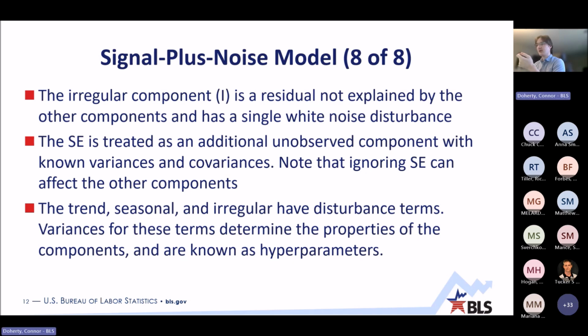And then the sampling error is another unobserved component, but we do know its variances and covariances. If you choose to leave sampling error out of your model, so if you ignore it, that will affect your other components. So our signal terms, trend, seasonal, and irregular, all have disturbance terms. The variances for these are known as hyperparameters, and those determine the properties of the components. So that was our model.